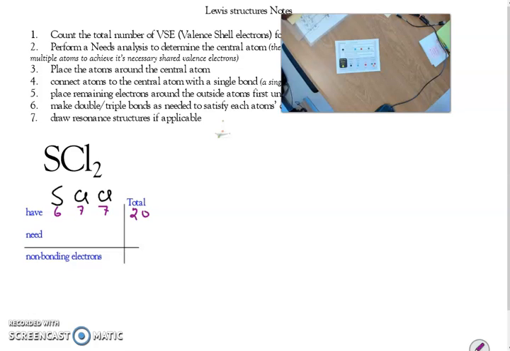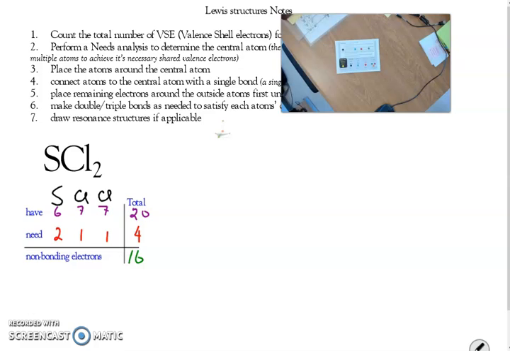Okay? Now we need to figure out how many valence electrons they need. Well, sulfur needs 2 to achieve a stable octet. Each chlorine only needs 1. So we're only going to be using 4 electrons in the bonding. That means we're going to have 16 valence electrons left over that are not going to be involved in bonding. So let's start by figuring out which one's going to be the central atom.